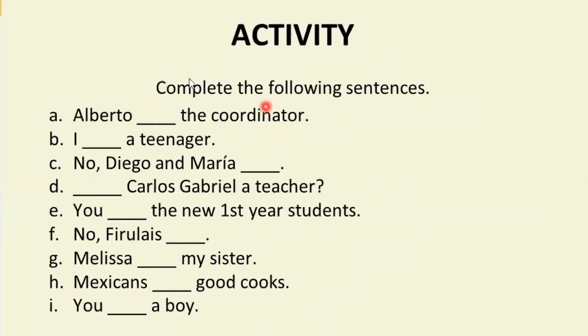This is the activity of the class. Complete the following sentences. Here you have the subject and the complement, but you have to add the right to-be verb according to the noun, according to the name, or according to the pronoun.